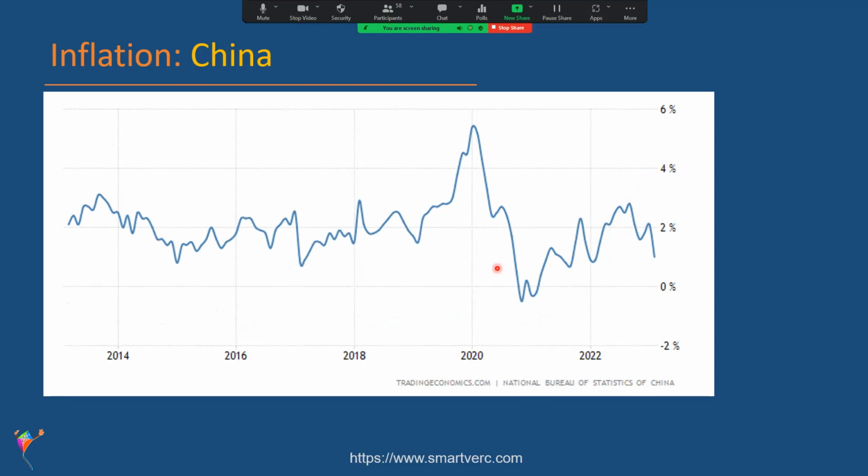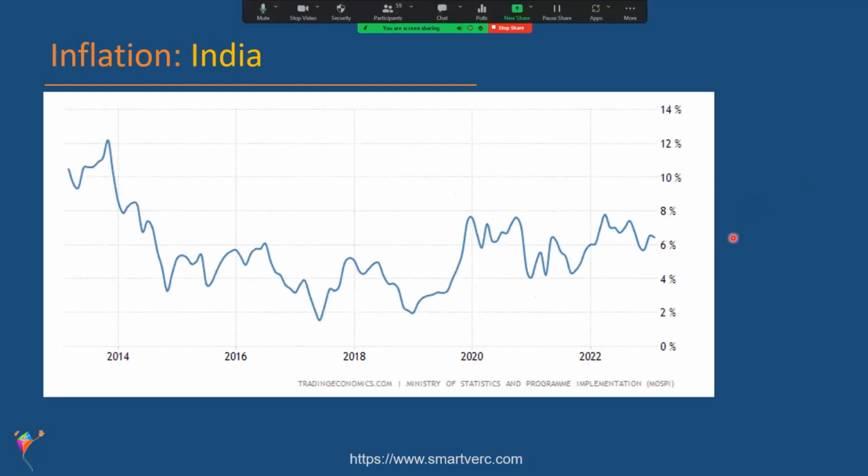Here comes China. China was about 2% before COVID. And at the time of COVID, it went beyond 5%, but now presently it is about 1%. That is very near to the 10-year low. As we all know, because of the zero COVID policy, there was a very low level of economic activity, and that is the reason why Chinese inflation is so low. Nevertheless, in the present circumstances, yes, it is a positive sign when we compare with the rest of the world.